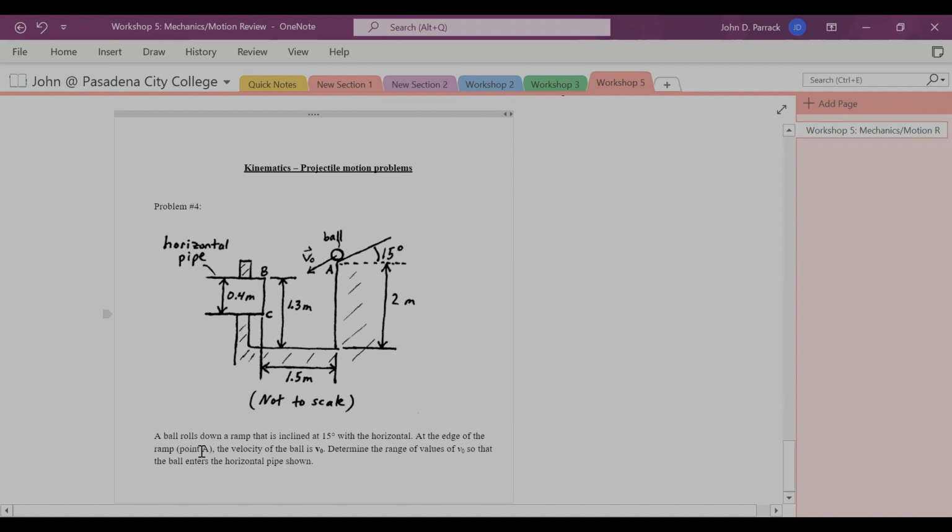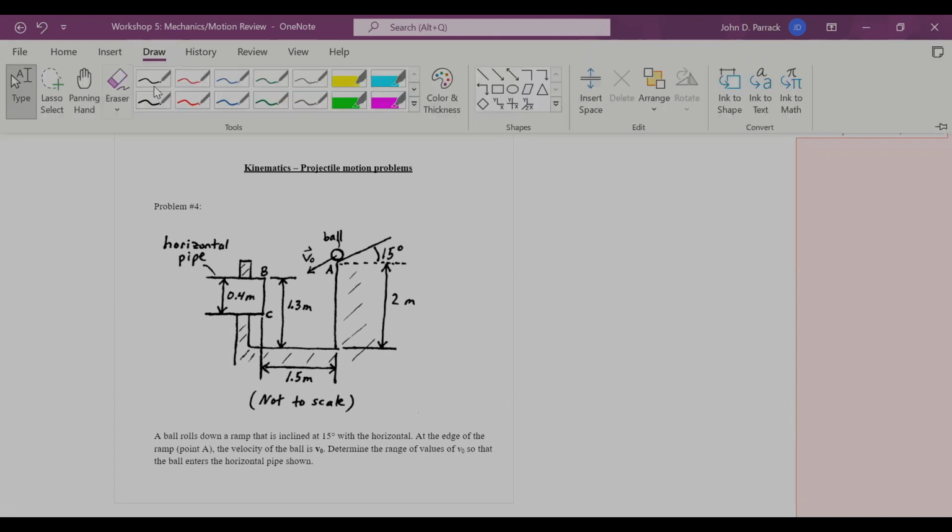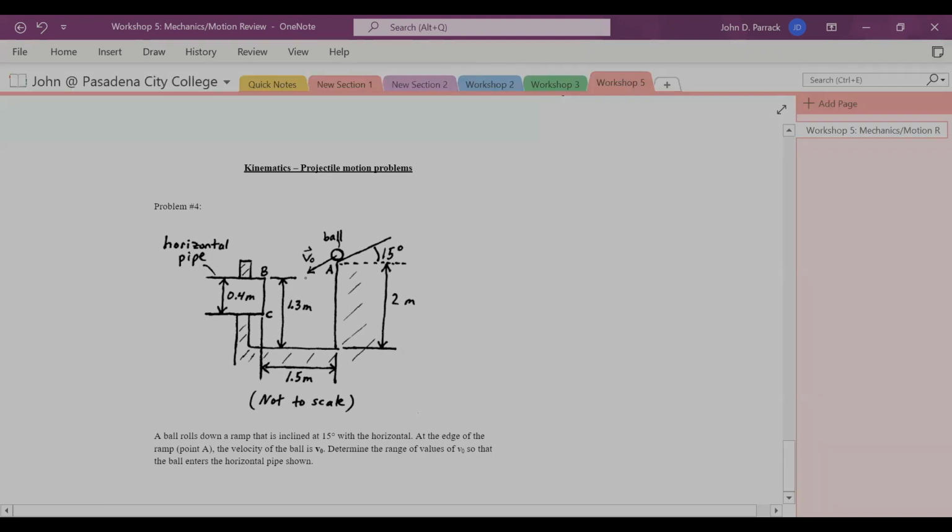This question is, a ball rolls down a ramp that is inclined at 15 degrees with a horizontal. At the edge of the ramp, point A, the velocity of the ball is V naught. Determine the range of values of V naught so that the ball enters the horizontal pipe as shown. So we're looking for some velocity such that the trajectory of the ball continues and it lands in this pipe, right? It doesn't fall down into this pit. It makes it into the pipe.